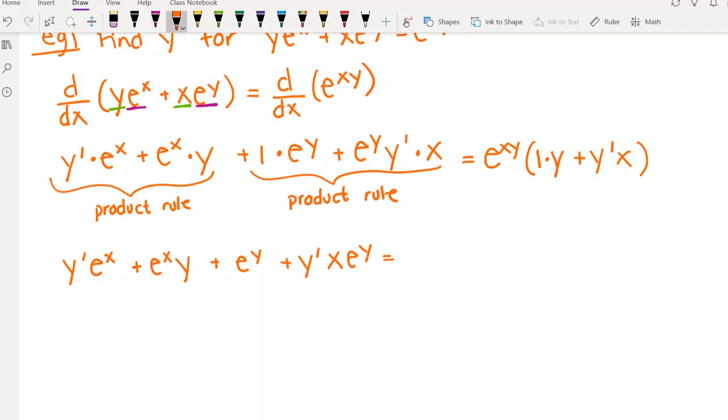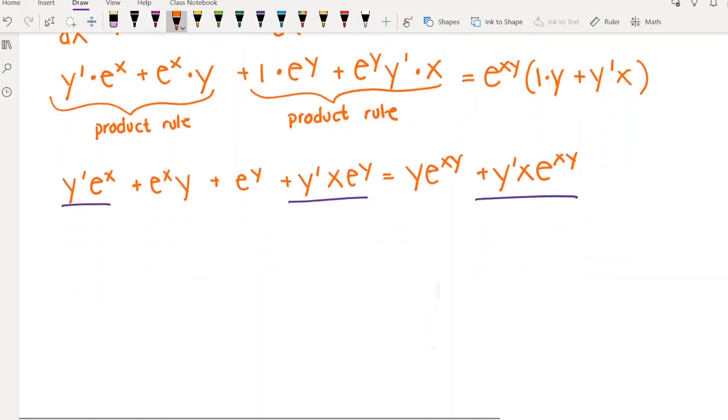So when we distribute this, we get y times e to the xy plus y prime x e to the xy. Okay, so let's gather up everything that has a y prime in it. So let's see, that would be this, this, and this. And then we'll put everything else on the other side.